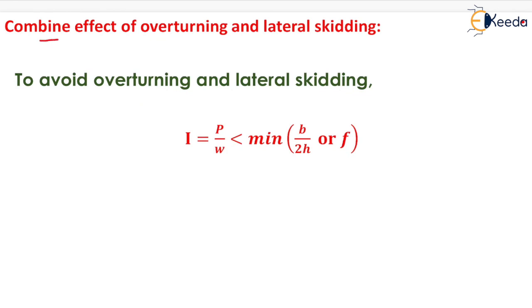Now the combined effect of overturning and lateral skidding. To avoid overturning and lateral skidding, we derived the condition before, that is I should be equal to P by W, which should be less than B by 2H or small f, that is the coefficient of lateral friction. Now what will be the value of I? That is the minimum of B by 2H or small f. That is all about the horizontal curve.